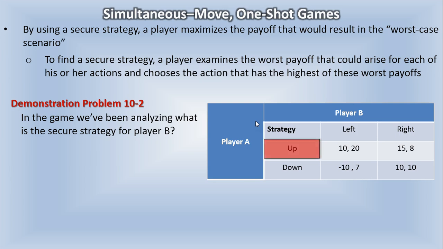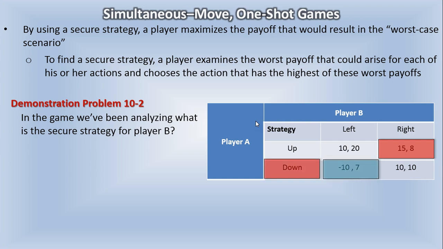If player A were to choose up, player B could either choose left or right. If they choose right, that would obviously be the worst outcome for them. If player A were to choose down, then player B again would either choose left or right. Obviously, left has the lowest outcome, so that's the worst case scenario for them if player A were to choose down. So we see that those are the two worst options for player B.